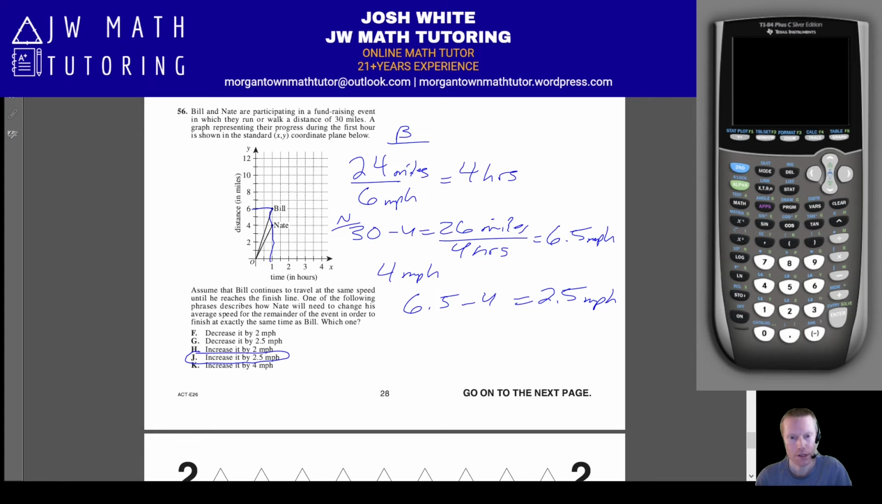And also notice, if you're looking through this problem, even if you had no idea how to set it up, you should be at a minimum able to eliminate answer choices F and G because he's obviously going to need to increase his speed to catch up to Bill, who is moving at a faster pace than him or has gone a longer distance than him just in the first hour of the event.